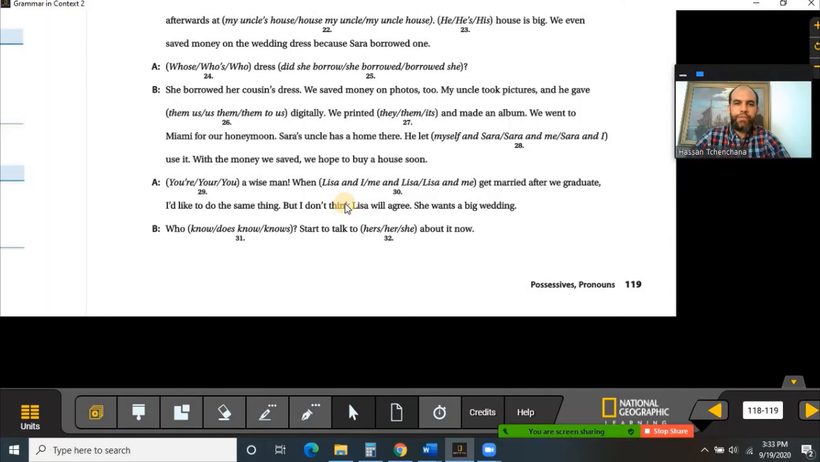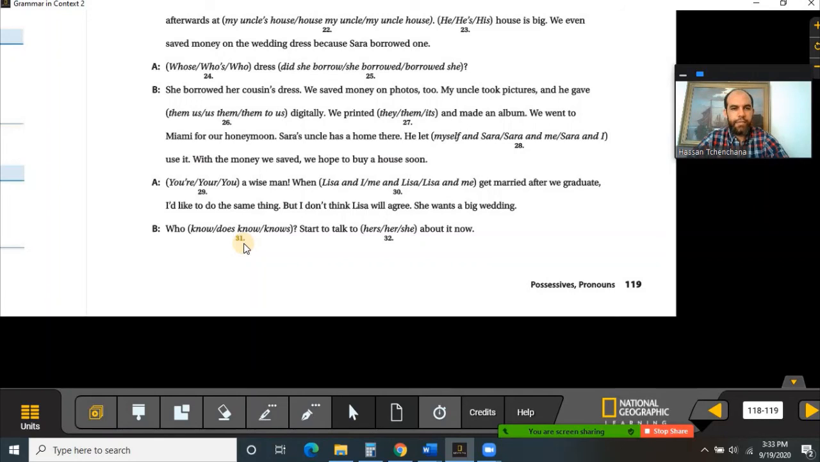So if you don't know the grammatical connection of the words in the sentence, just follow this tip. Eliminate the first part and go with just the pronoun. I get married. So this is the correct one. Lisa and I get married after we graduate. I'd like to do the same thing, but I don't think Lisa will agree. She wants a big wedding.